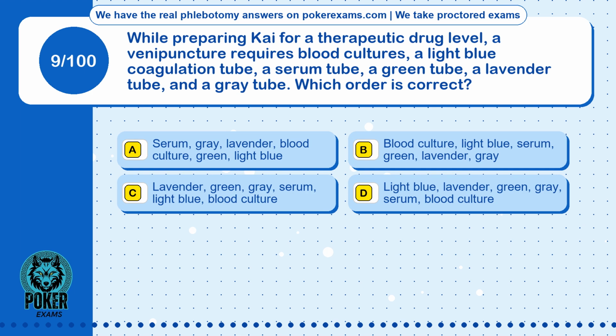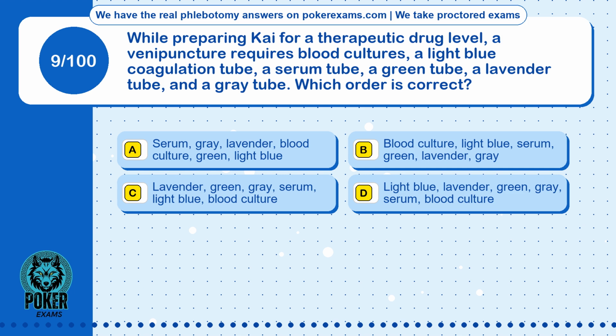Question 9. While preparing Chi for a therapeutic drug level, a venipuncture requires blood cultures, a light blue coagulation tube, a serum tube, a green tube, a lavender tube, and a gray tube. Which order is correct? Option A, serum, gray, lavender, blood culture, green, light blue.